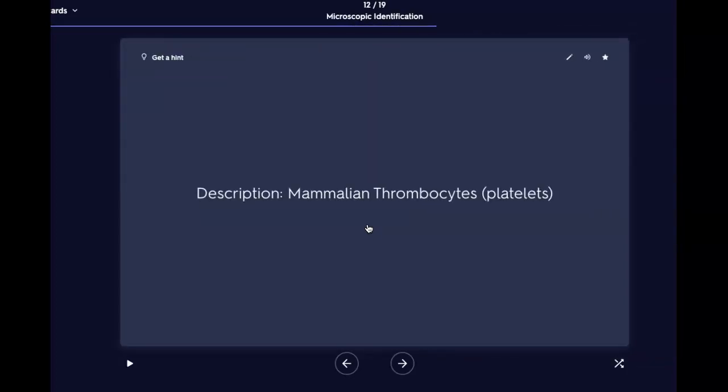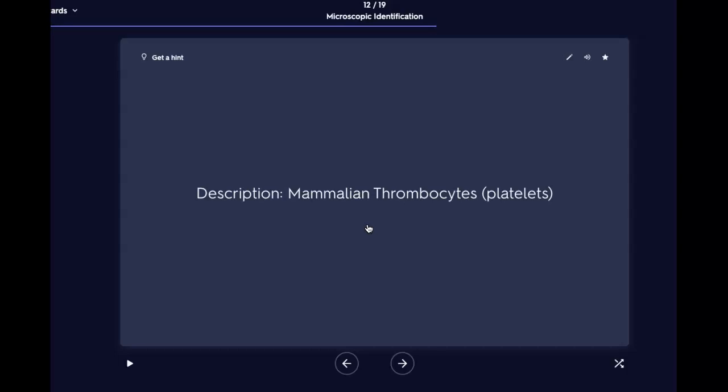Going into thrombocytes, we're going to specifically look at mammalian thrombocytes, because as we go between different classifications of animals, we do find that the cellular structure changes. We're not all the same. All the animals are different, and even between different species of mammals, you'll see some differences. But these are your general guidelines.